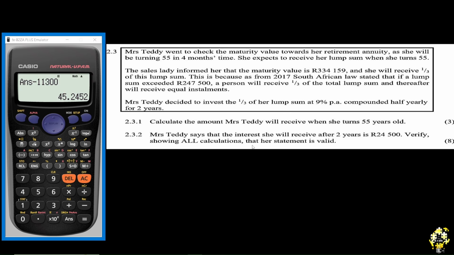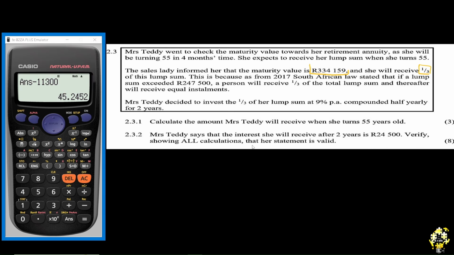Okay, the sales lady informed her that the maturity value is apparently 334,159 and she will receive 1/3 of this lump sum. So she's not going to get the lump sum when she turns 55 all in all. She's just going to get a third. A third, it's 1/3. It's the same thing. This is because as from 2017, South African law stated that if a lump sum exceeded 247,500, a person will receive a third of the total lump sum and thereafter will receive equal installments.